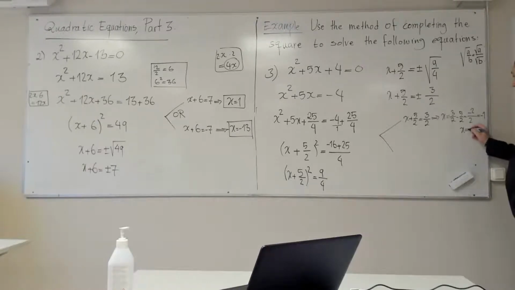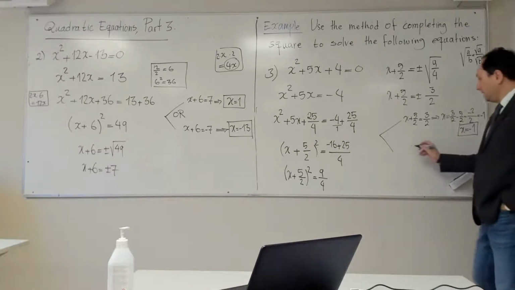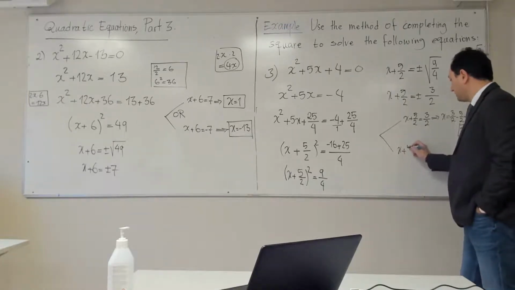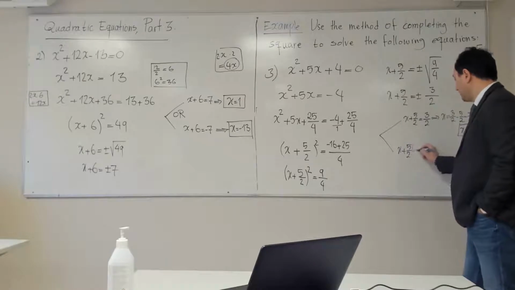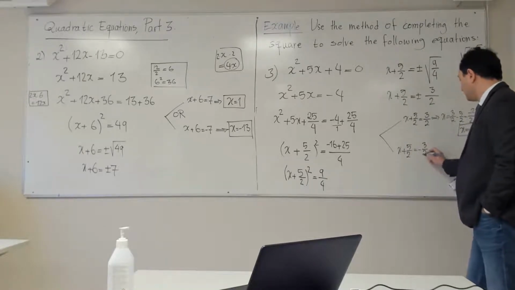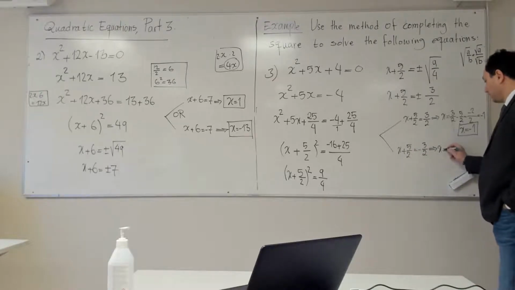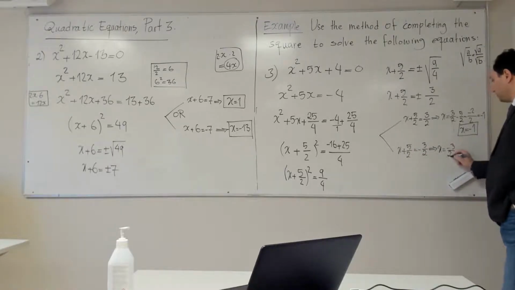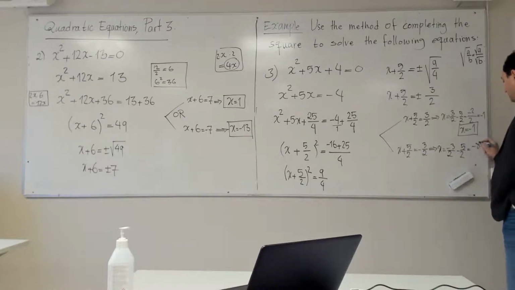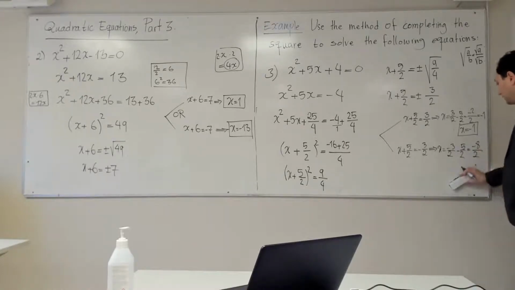So let me write here. One answer is minus 1. Okay? And then I have x plus 5 over 2. The other answer is minus 3 over 2. So what I do, I move 5 over 2 to the right. It becomes minus 3 over 2 minus 5 over 2. And this becomes minus 8 over 2. And when I divide that, it is minus 4. So the other answer is minus 4.